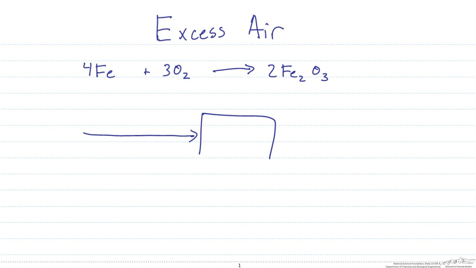Let's take a look at the reaction of iron plus oxygen to produce rust. We balance this equation with 3 oxygens and 2 rust molecules. So let's assume for this problem that we want to create rust. So we have a reactor that will react our iron to make rust.